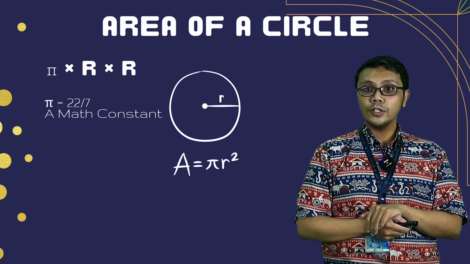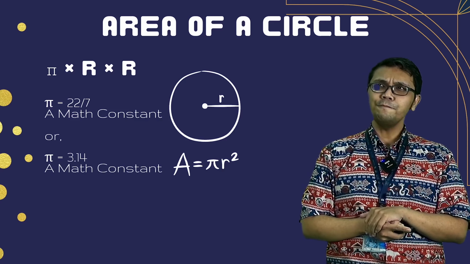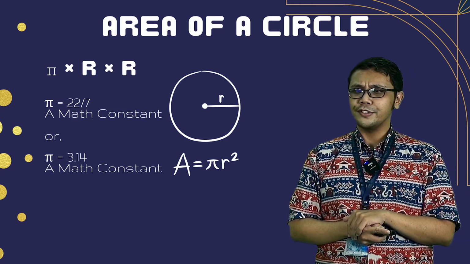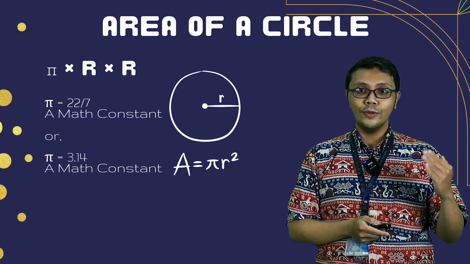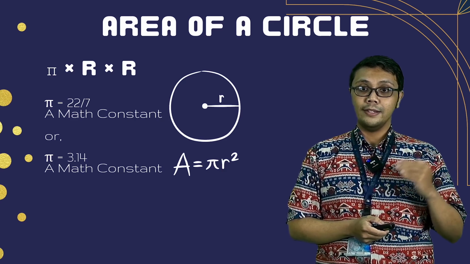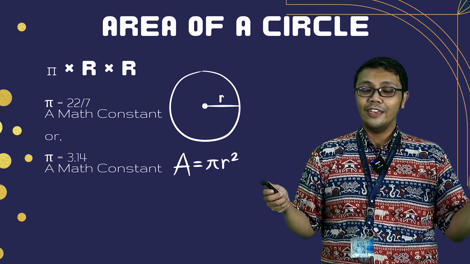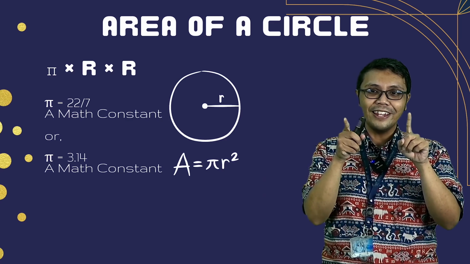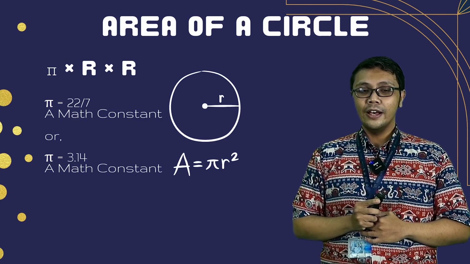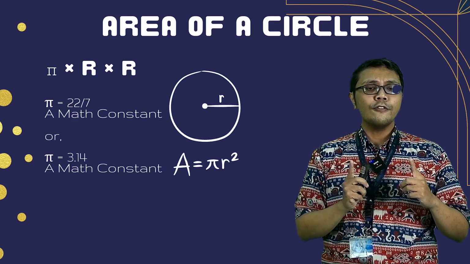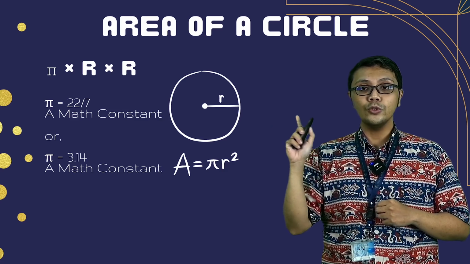Or you can also use another value of pi, which is 3.14. How can you find 3.14, Mr. Ganjar? Yeah, that is actually simply from the division of 22 by 7. If you divide 22 by 7, you are going to find a number that is never ending. I do not even remember that. But if you round the number, it's going to be 3.14. Alright? So, the next question that we have to find out is when do we need to use 22 over 7 and when do we need to use 3.14?